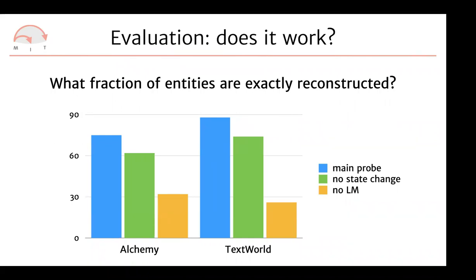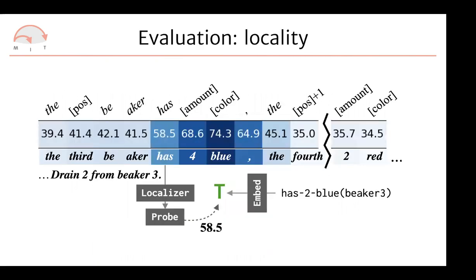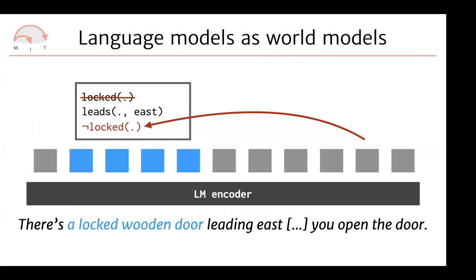You can recover the exact state of all of the entities that have been mentioned, close to 90% of the time in some of these tasks. This seems to be mainly a consequence of large-scale pre-training rather than fine-tuning on in-domain text. And this information is stored in highly local ways. So information about the final state of a given entity is generally going to be written into the initial mention of that entity in a document.